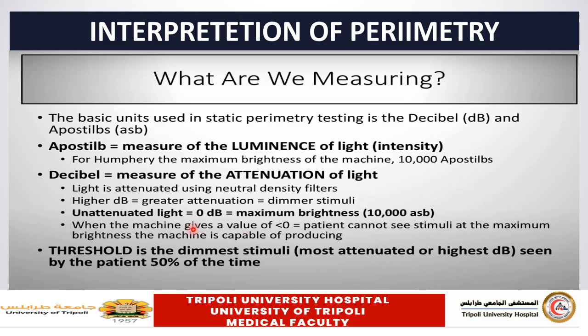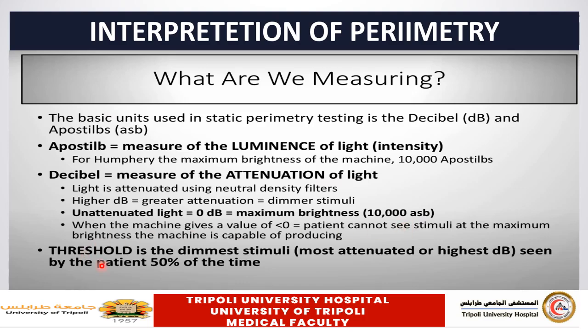And when we have 0 decibels, it means there is no attenuation of the light, so your light will be at maximum brightness, that is 10,000 apostilbs. So when you find in the perimetry map that a point has 0 decibels, it means that at this point the patient can see the light at maximum brightness, without any attenuation of the light stimulus. However, if you find a mark that is less than 0 decibels, this indicates that the patient is not able to see the stimulus even at maximum intensity or without any attenuation.